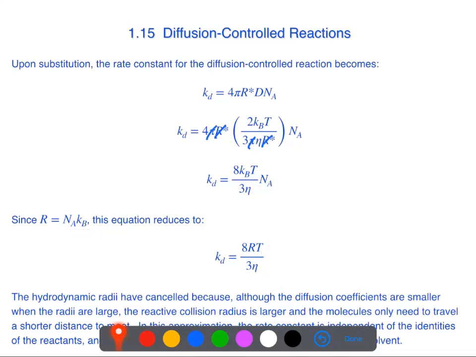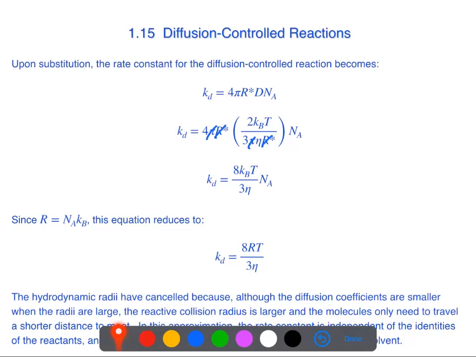So what this shows us is that we can calculate the diffusional rate constant for any reaction in solution, so long as we know the temperature at which we run that reaction and the viscosity of the solvent in which it's run. So this expression doesn't rely on having any information with respect to the relative identity of the two reactants, i.e., what the size of these reactant molecules are.